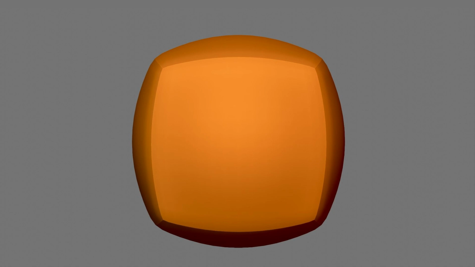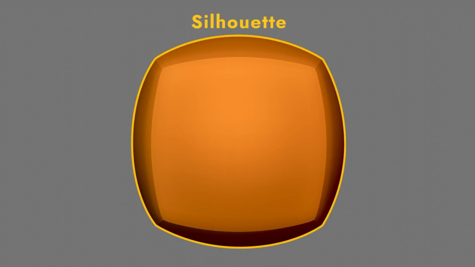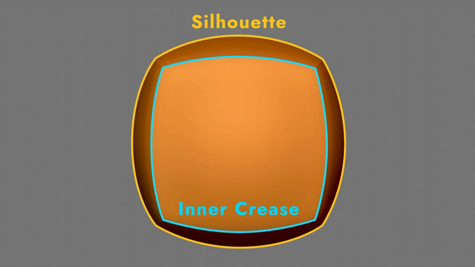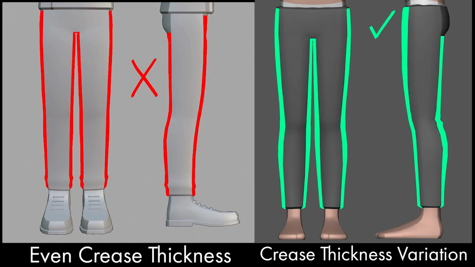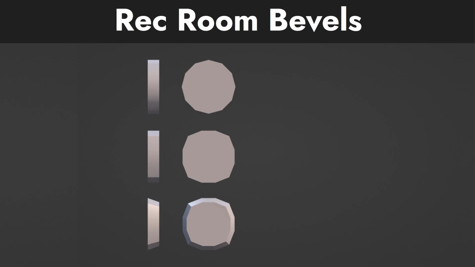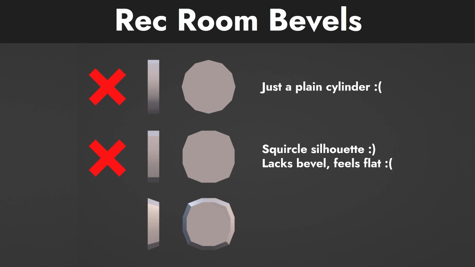Now, another feature of the squircle is that we have the silhouette and then this thing that I call the inner crease. And we very purposefully design with these two things in mind. If you want something to feel more rounded, it's not just about the silhouette, it's also about the distance between the inner crease and the outer crease that sells something as more boxy or more rounded. If we look at something like a simple cylinder, this top one is not how we would make it in Recroom. What we are looking for is that squircle shape. But that's not quite enough because it also doesn't have that silhouette versus the inner crease that we get when we can see the bevel.